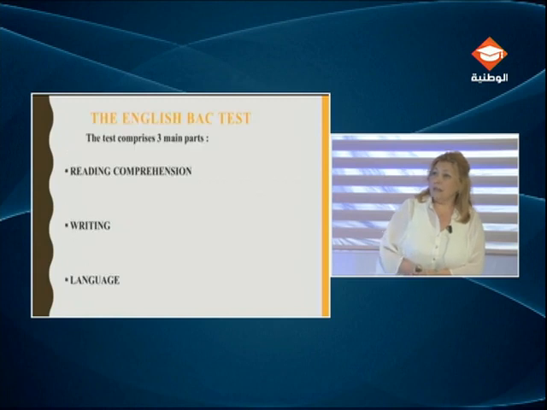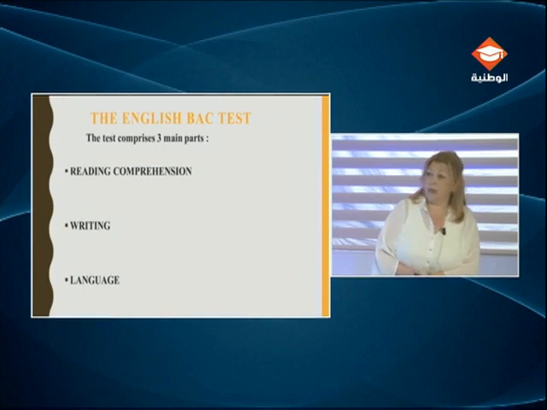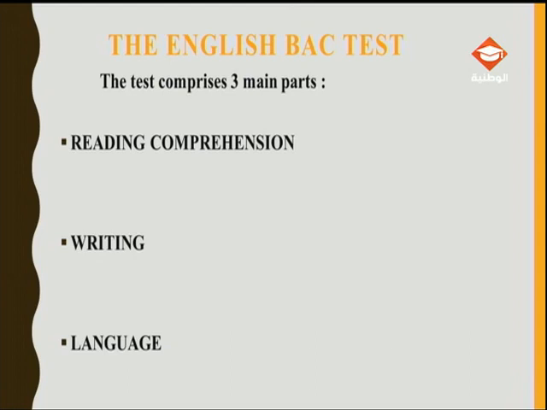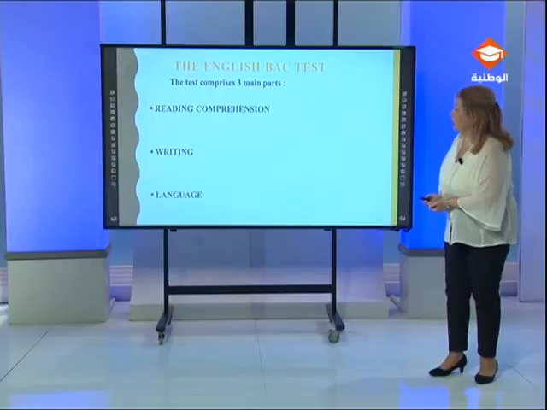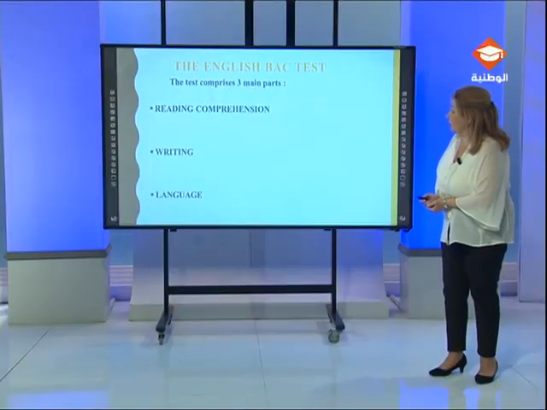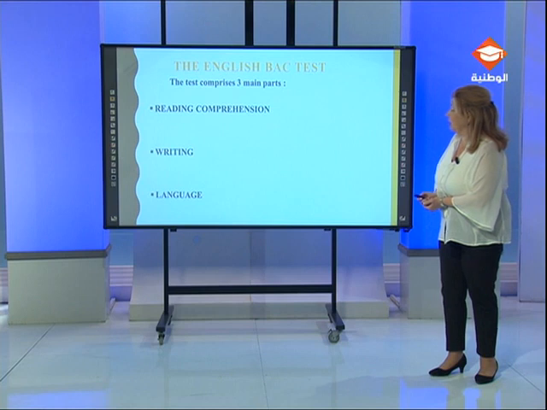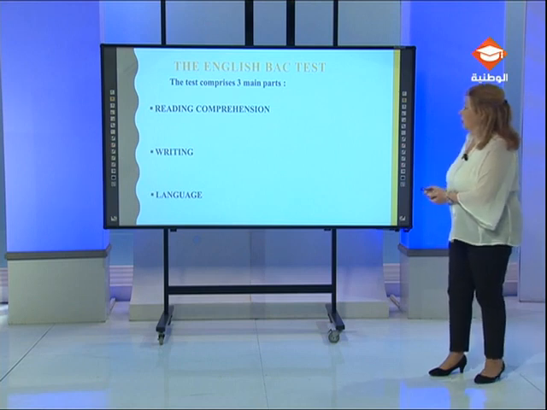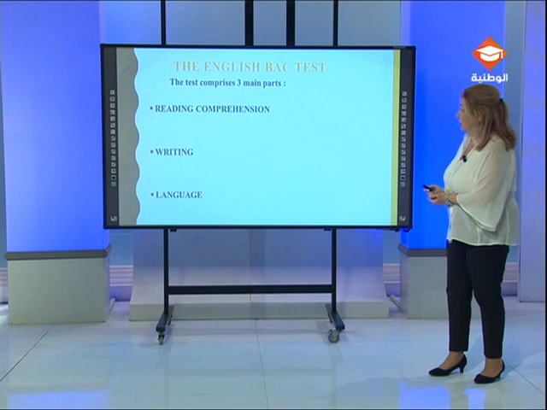Let's then start with the English back test, which comprises three main parts. The first is the reading comprehension, the second part is the writing, and the third part is the language for all sections, whether we are talking about scientific, economics sections or arts sections. The only difference is that the marking scale is different from arts to scientific sections.